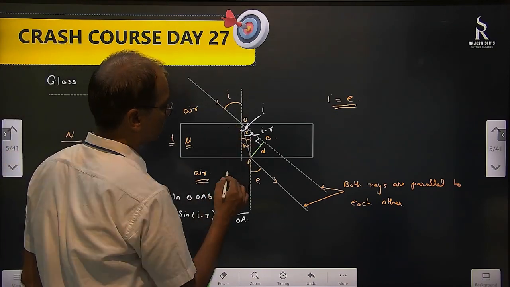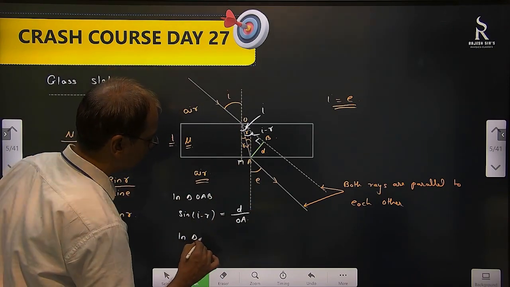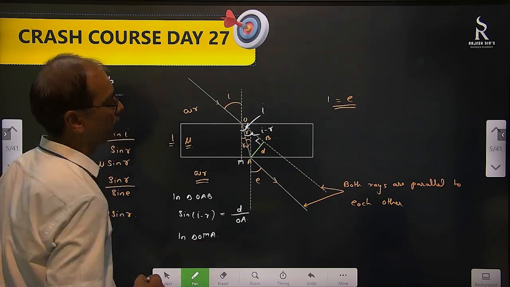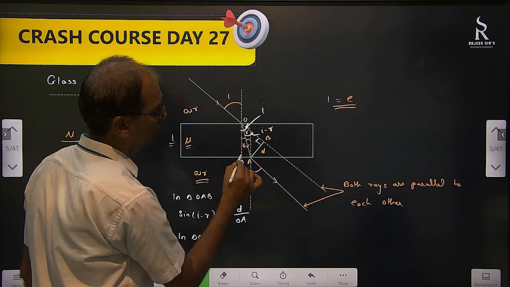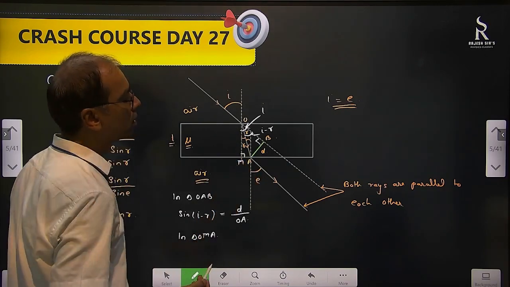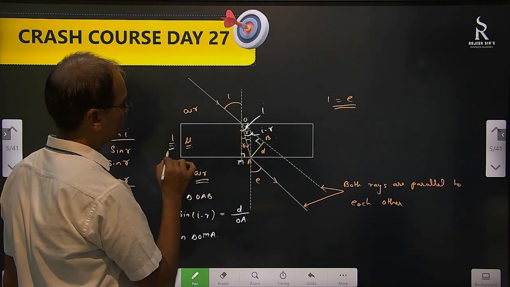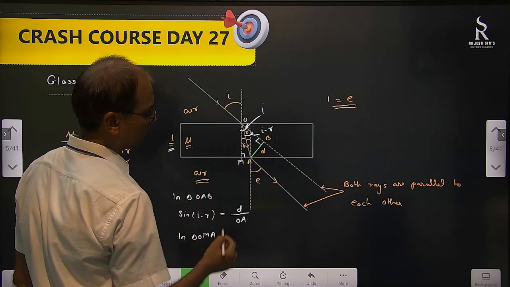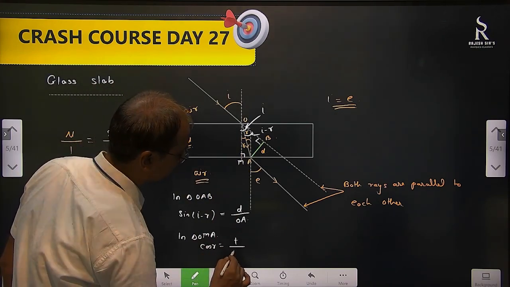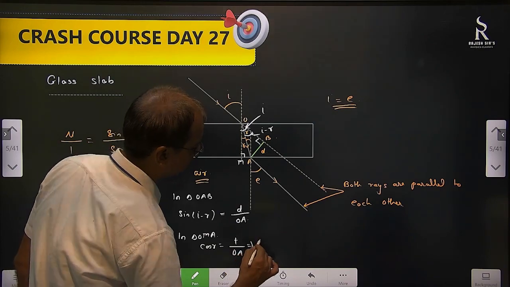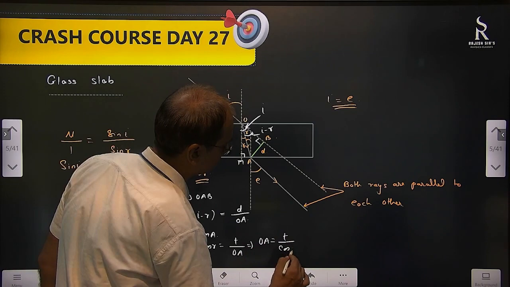For that we have to see this triangle. Let's say this is M. So in triangle OMA, what we require is OA, and this also is a right angle triangle. What is known to us? This side, which is T, is known to us, and this we have to find. So we have to use cos R. So cos R equal to T by OA, so OA equals T by cos R. That's all. Our work is over.